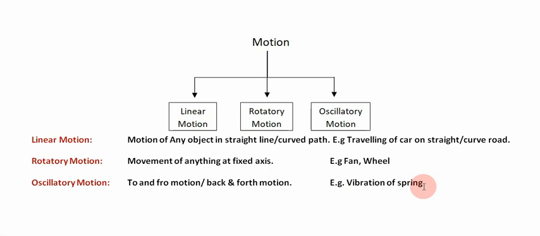And what are the differences between them? Linear motion is the motion in which any object moves in a straight line or in one direction simply. Rotatory motion is the motion in which the moving thing is fixed at an axis, and the axis is fixed and does not move. Oscillatory motion is the motion which is to and fro. So that was our topic about motion and its types.